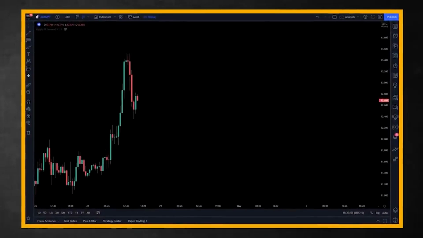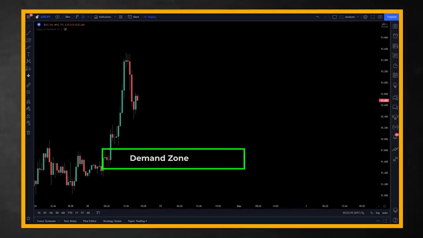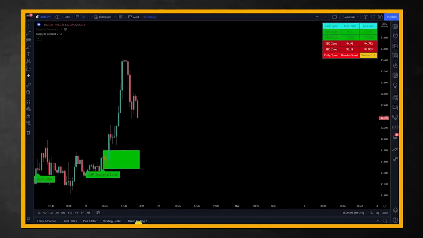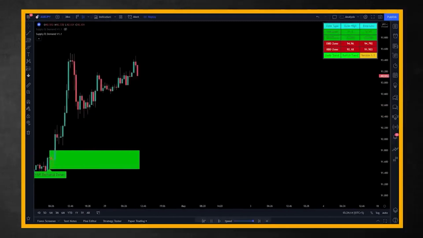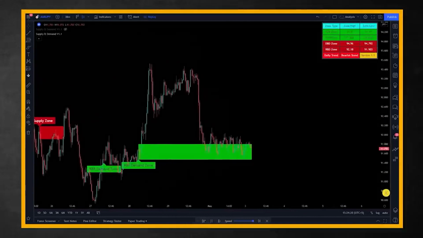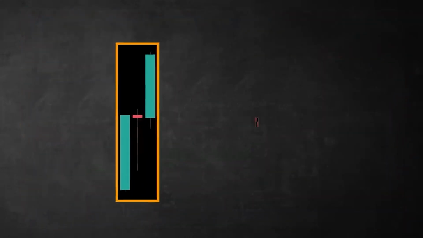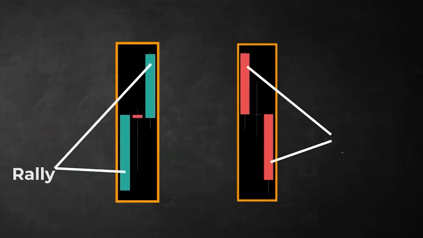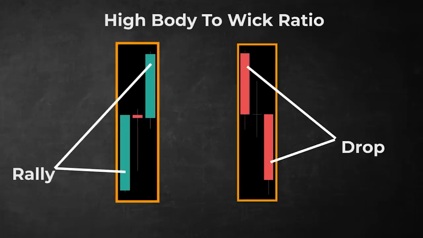To detect the supply and demand zones, there are two ways. One way is to detect the supply and demand zones manually, and the second one is that you can use the supply and demand zone indicator to detect the zones automatically on your charts. But before we start drawing the zones on the chart, we should know that the impulsive moves, which represent the rally and drop phases, are represented by the candles on higher time frame with a high body to wick ratio.